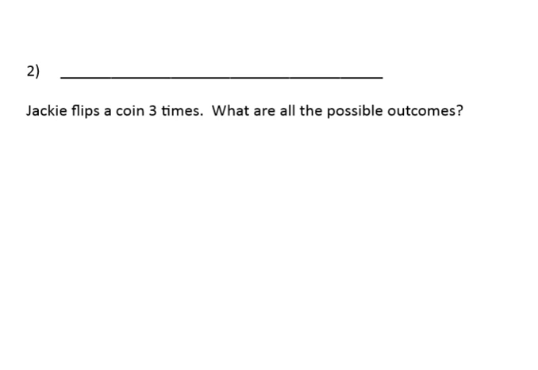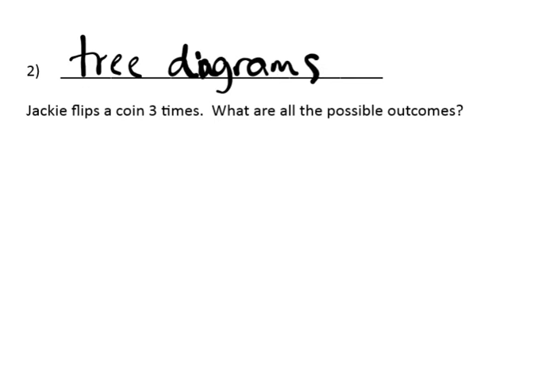Okay, now let's look at tree diagrams. Jackie flips a coin 3 times. What are all the possible outcomes?